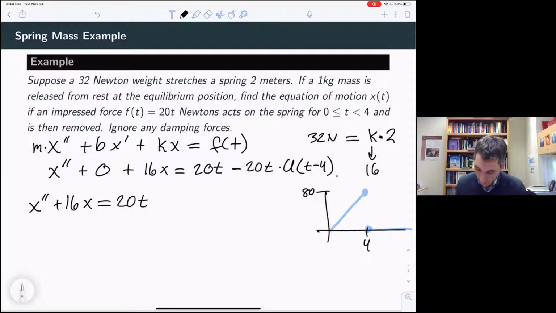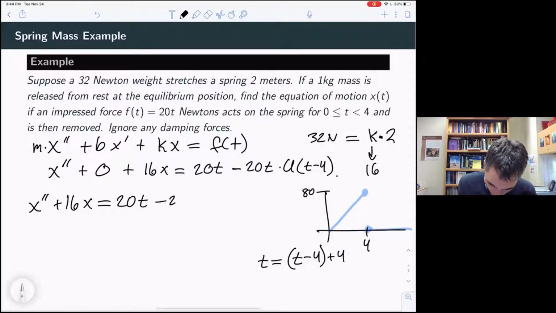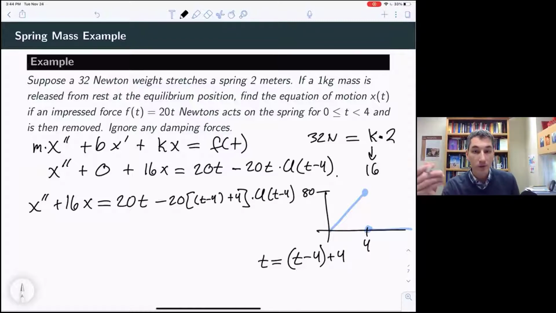And the way we fix that is we just note that t is equal to t minus 4 plus 4, right? T minus 4 plus 4 is t. So everywhere I have a t, I could just replace that with t minus 4 plus 4. Okay, so I'm going to subtract 20, and then what did I just say t was equal to? T minus 4 plus 4, and that's still going to be multiplied by u t minus 4. So with that little substitution, I've not changed the equation at all. I've just substituted in t minus 4 plus 4 for t.